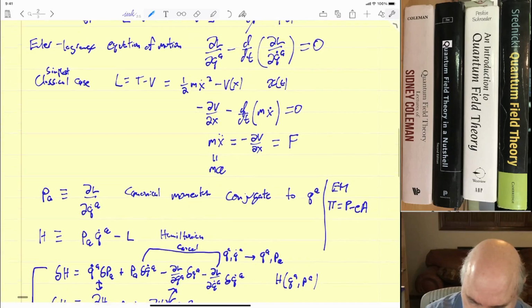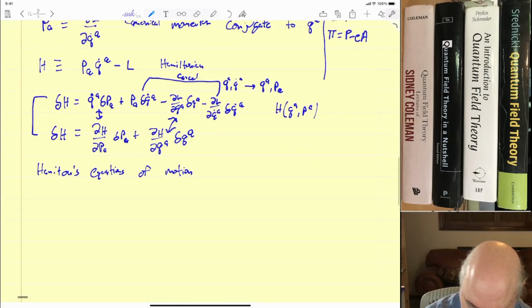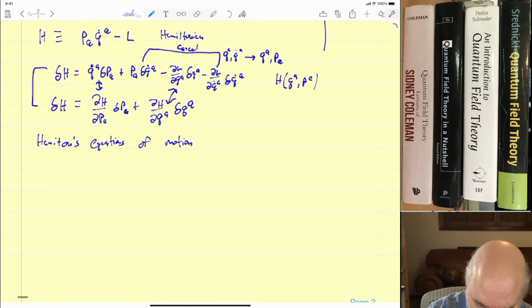I want to box the important equations. I don't think I should have boxed that. And we get Q dot A is equal to the partial of H with respect to PA, and P dot A is equal to minus the partial of H with respect to QA.